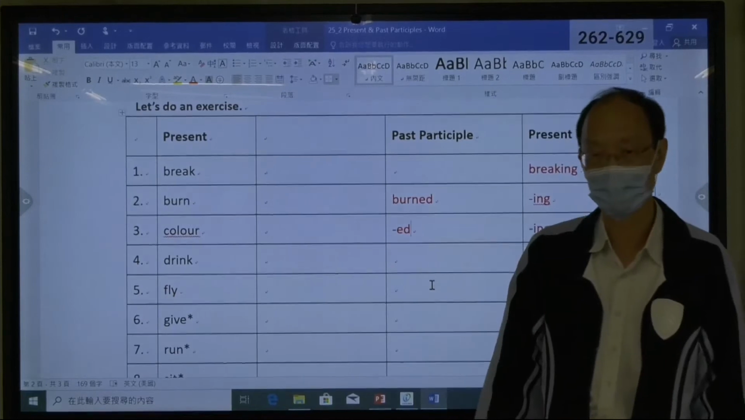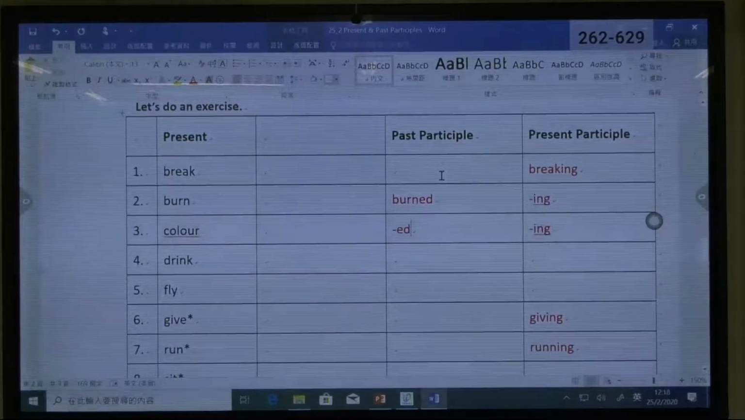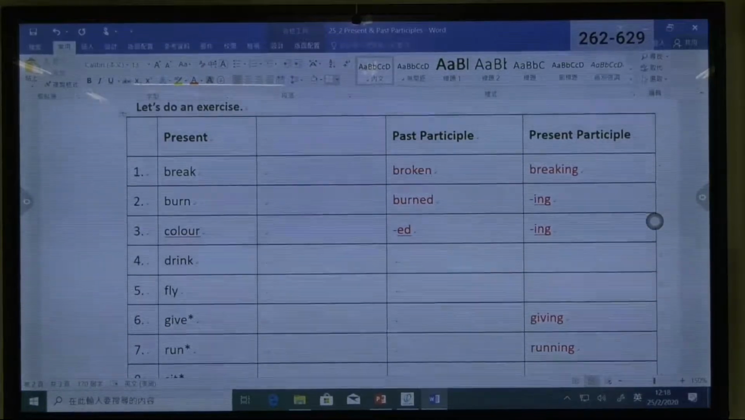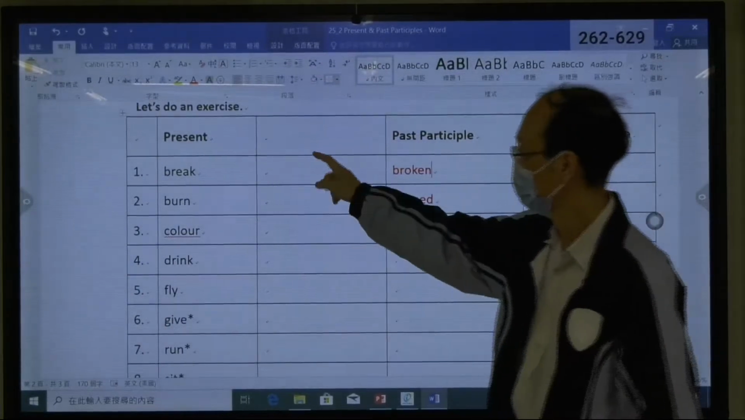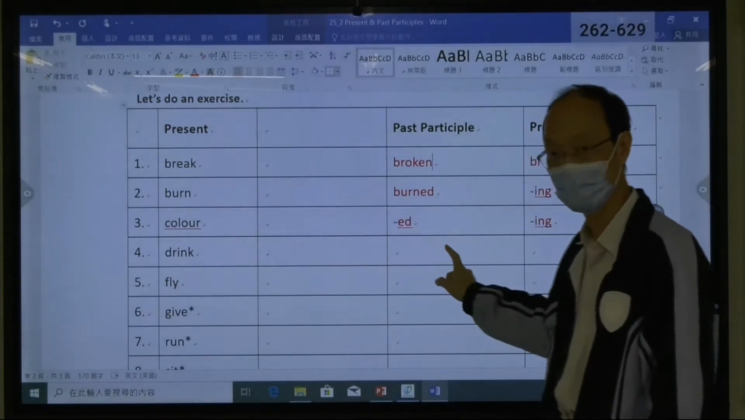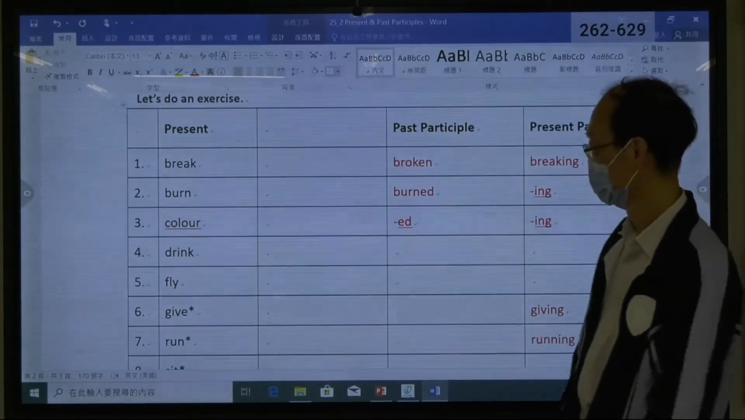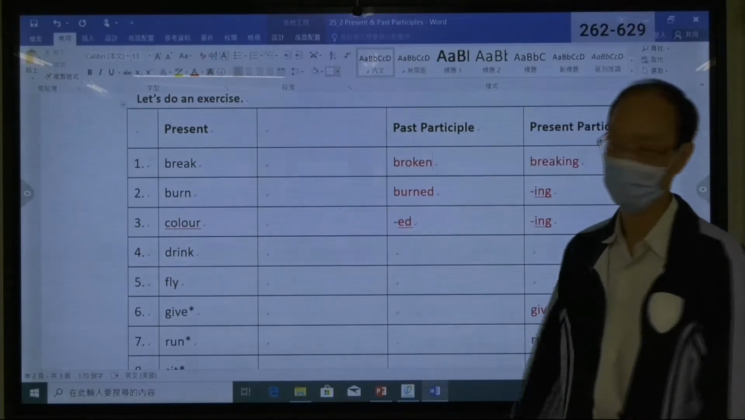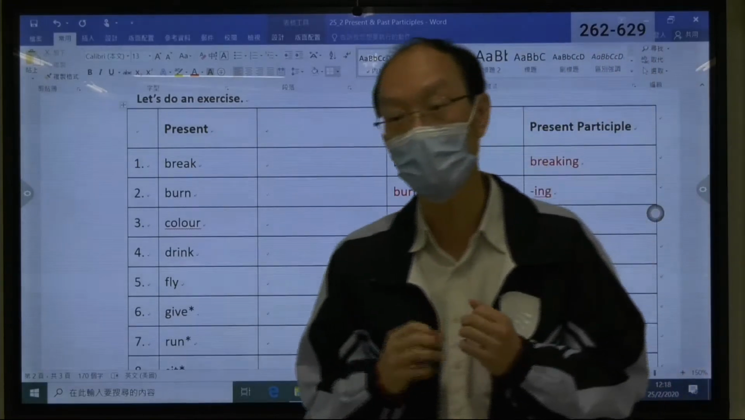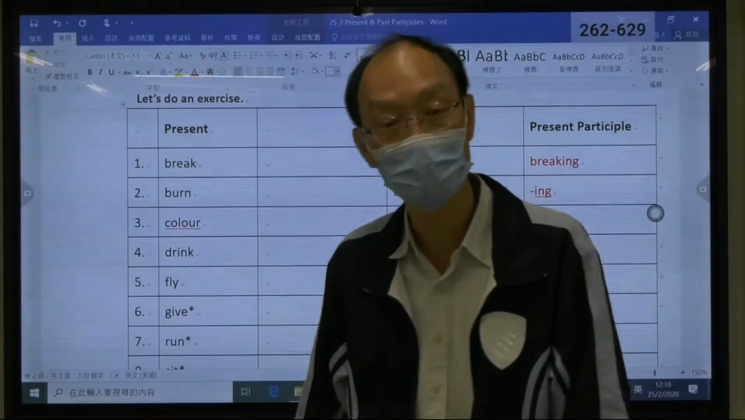Fire. You should remember this. Change it to broken. Broken. And drunk. Fly, flown. Or gave, given. You can look up in your dictionary or just visit some dictionary website. And then you can find all these words.